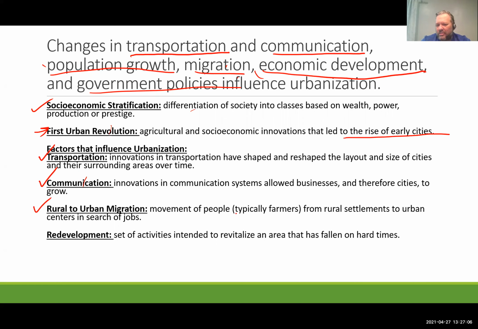Rural to urban migration. Again, this is the movement of people who are living out in the countryside, generally farmers moving into the city for jobs. And then redevelopment, set of activities intended to revitalize areas. Okay, and so Detroit is the example that comes to mind when we talk about revitalization efforts. Detroit was this big booming city in the mid 1900s, 1960s, 70s, and then it slowly started to not do well until the early 2000s. It was not good, and so they've been trying to revitalize it.